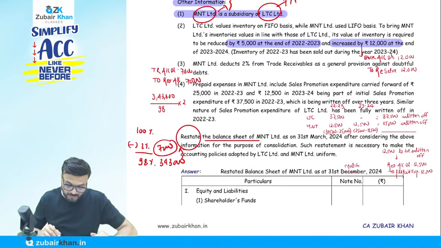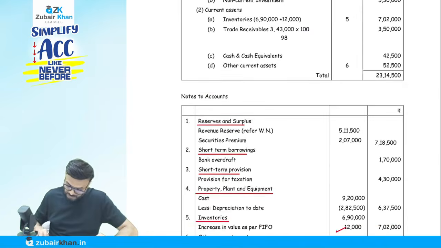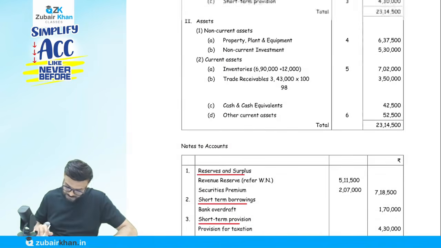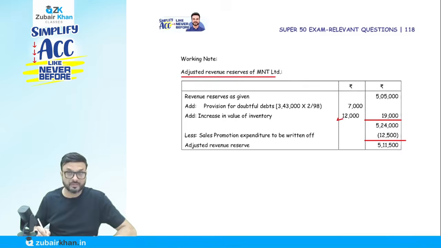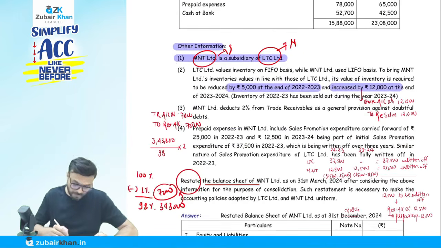So we have to pass the entry: trade receivable account will be debited, reserve account will be credited. So trade receivable has to increase by 7,000. Where have they written this trade receivable? Okay, they have written it here, no problem. It is 3,43,000 plus 7,000, that is 3,51,000 effect that they have given here, and the profit they have increased by 7,000. Okay. Then here, third point.